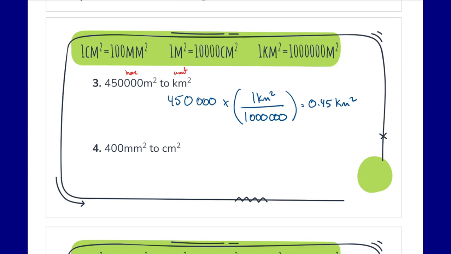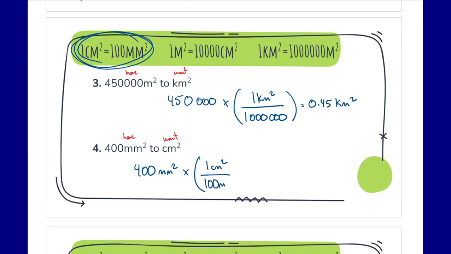The next one, millimeters squared to centimeters squared. So we have millimeters squared, we want centimeters squared. We do have a unit rate focusing on those units. Start with the ones you have. Multiply it by the unit rate where you're putting the units you want on top. Centimeters squared divided by 100 millimeters squared. So 400 divided by 100 works out to 4 centimeters squared.